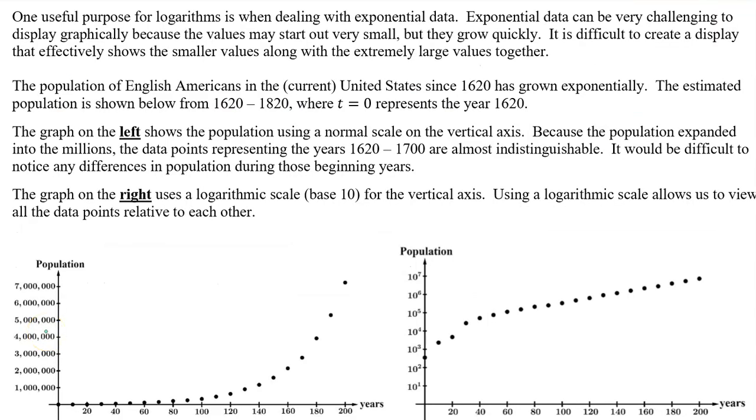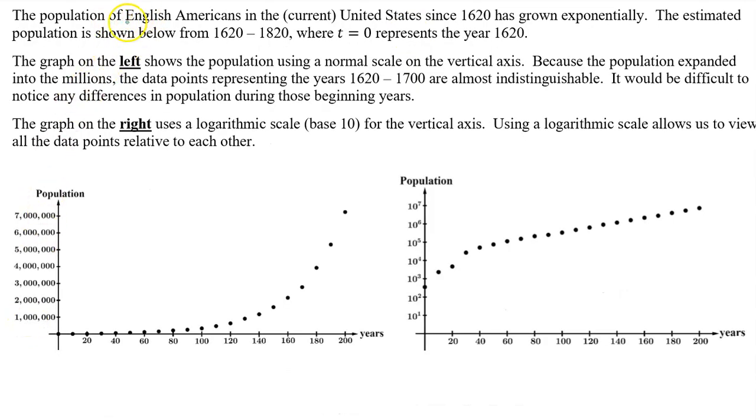One useful purpose for logarithms is for dealing with exponential data, which can be very challenging to display graphically because values may start out small but then grow very quickly. So it's difficult to create a display that effectively shows the smaller values along with the extremely large values. For example, the population of English Americans in the region we now call the United States since 1620 has grown exponentially. The estimated population is shown below from 1620 to 1820, where t equals 0 represents the year 1620.